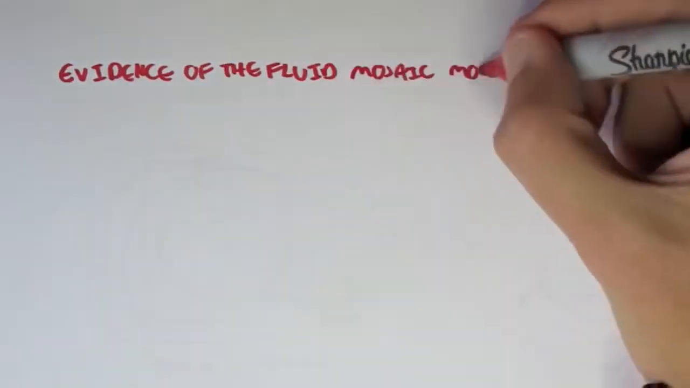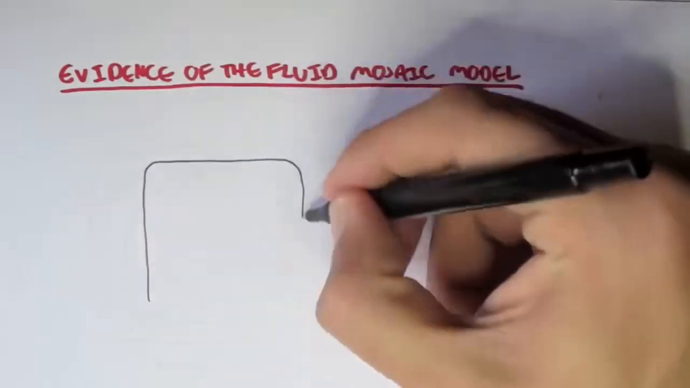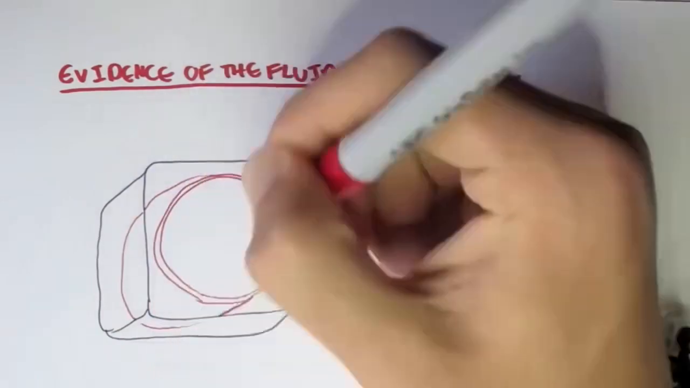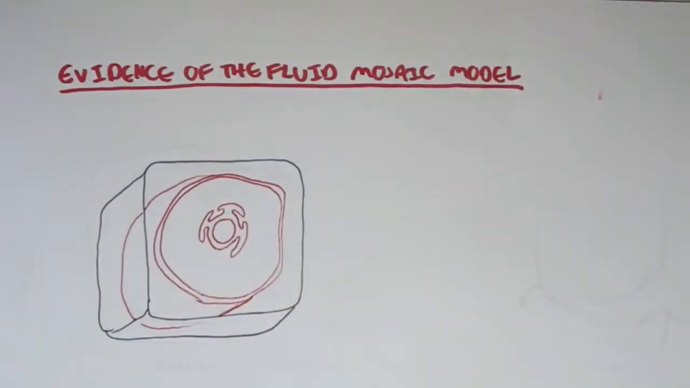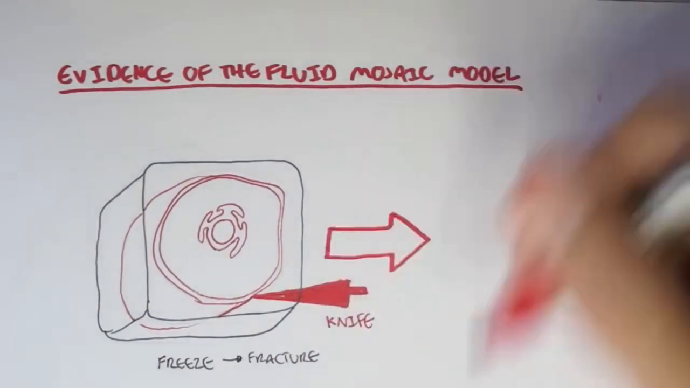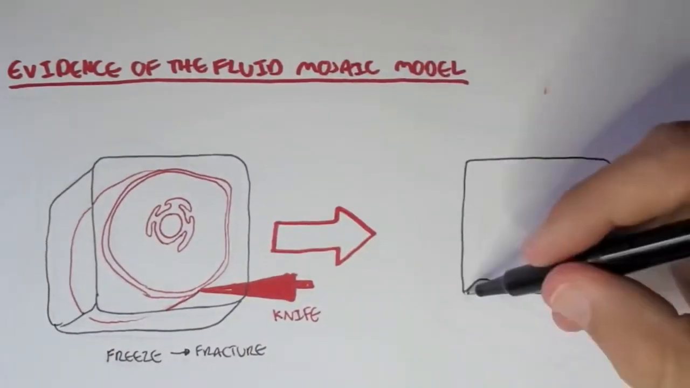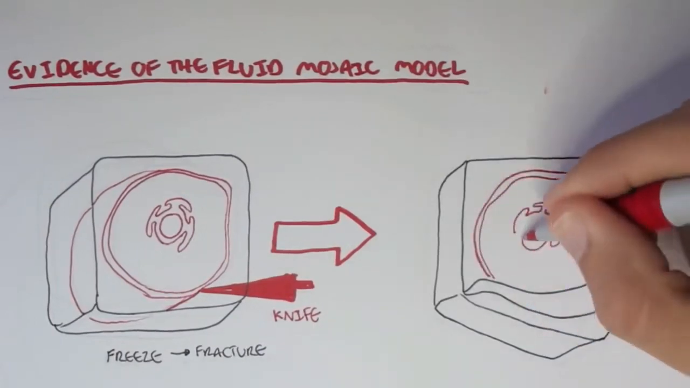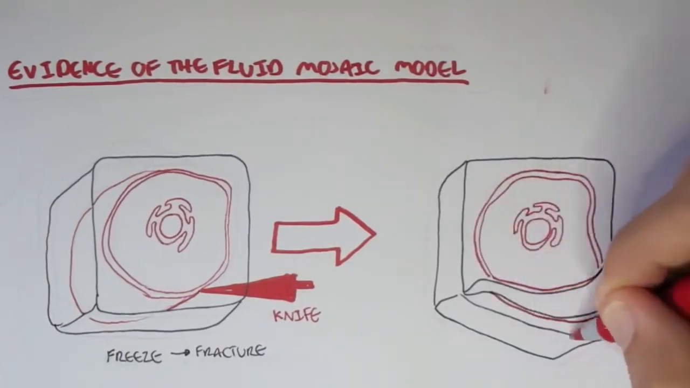Now this is part 2 of the cell membrane series, and we're looking at the evidence of the fluid mosaic model. So what evidence is there to support this? Well, if we have a cell and we freeze a cell, for example, and then we fracture it with a knife, we can be able to split the membrane, because part of the membrane will go on one side of the ice and the other will go on the other side, like so.